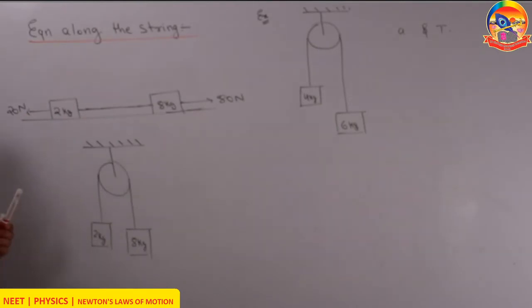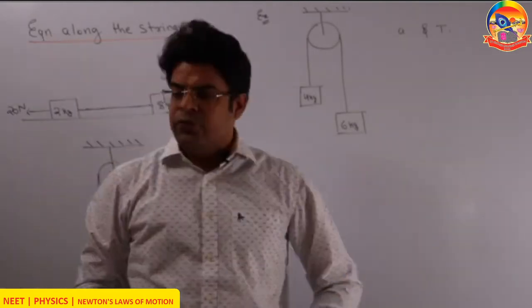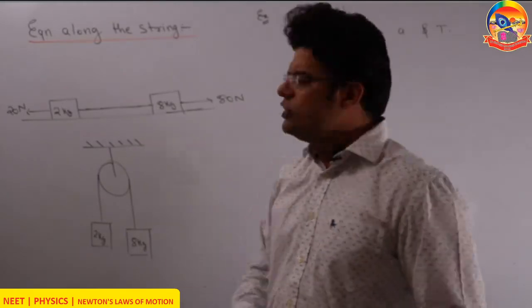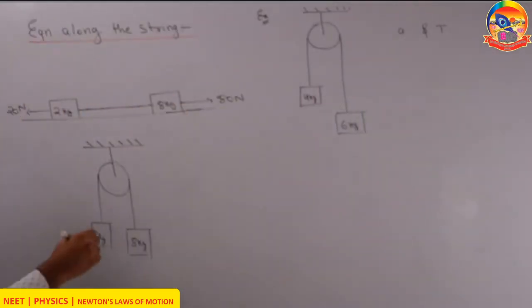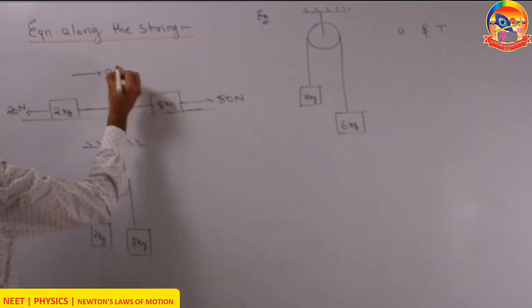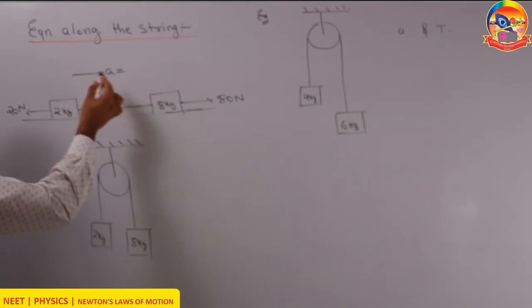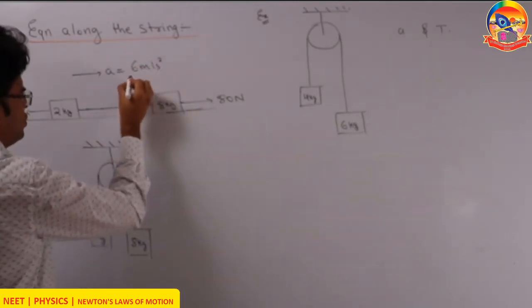Now let's say we have two blocks of 2 kg and 8 kg, and on the 8 kg block there is a force of 80 Newton towards the right, and on the 2 kg block there is a force of 20 Newton towards the left. If I ask you what will be the acceleration of the system, you will simply say that the acceleration of the system has to be equal to the net force, 80 minus 20, 60, upon the total mass, that is 10. So you will say that the net acceleration is 6 meters per second square towards right.